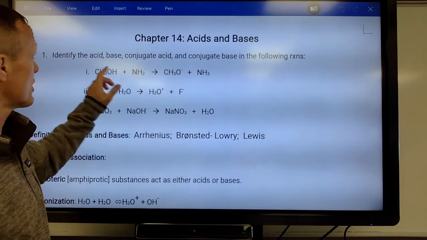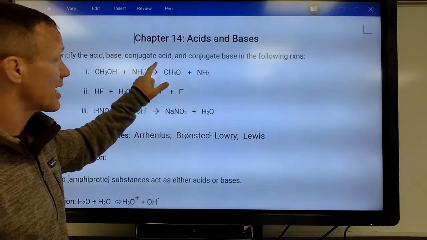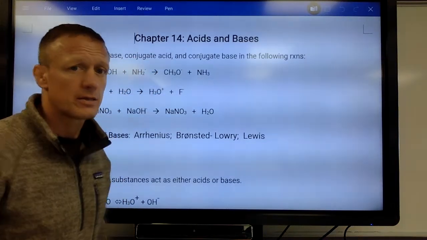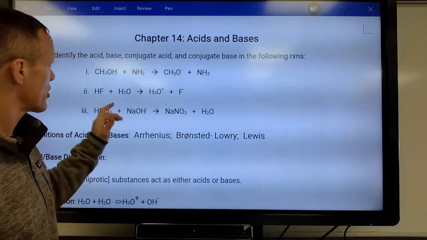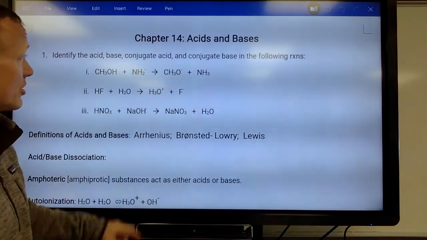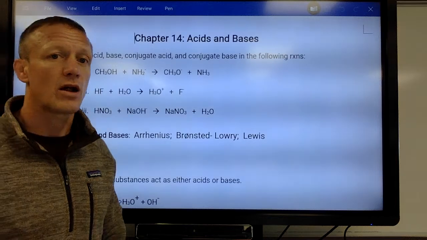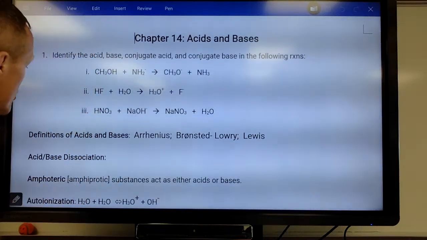Giving you some reactions here, saying identify the acid, the base, conjugate acid, conjugate base in the following reactions. So these are chemical reactions of an acid and a base. So it's an acid-base reaction each time, which usually makes conjugate acid, conjugate base.